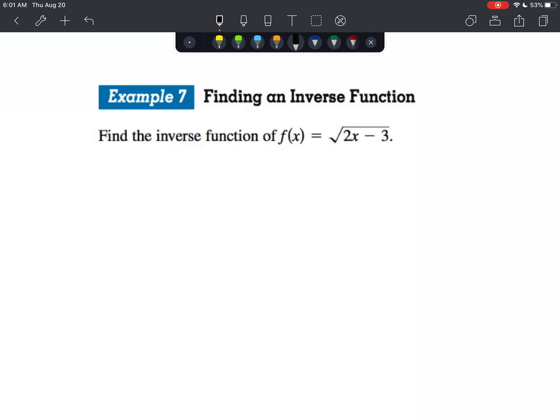Okay, let's step up finding inverses just a notch. So we're going to find the inverse function of f of x equals the square root of 2x minus 3. But we're going to be very conscientious from this point forward of the domain and the range.